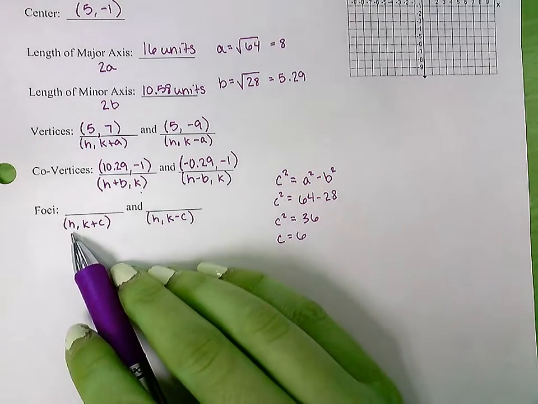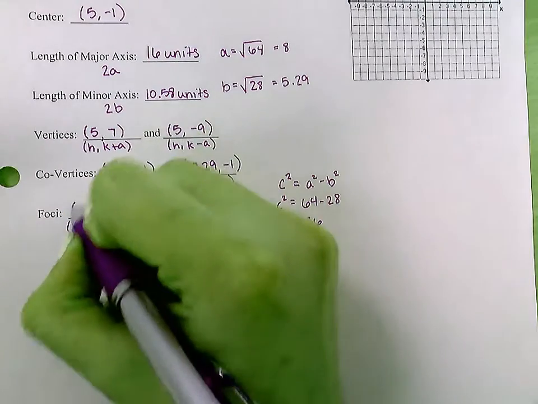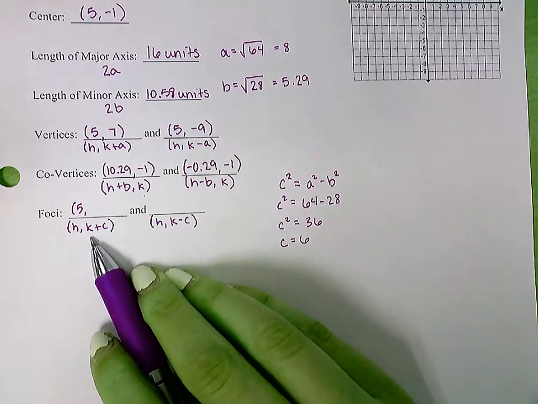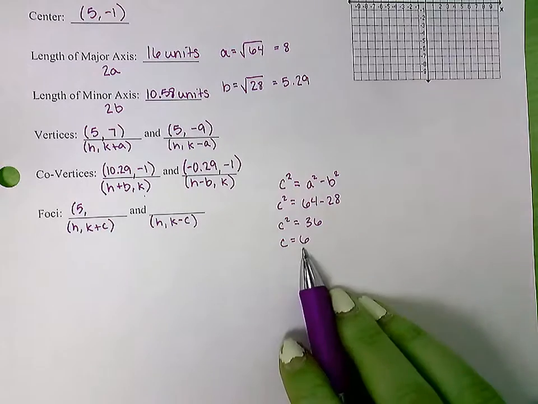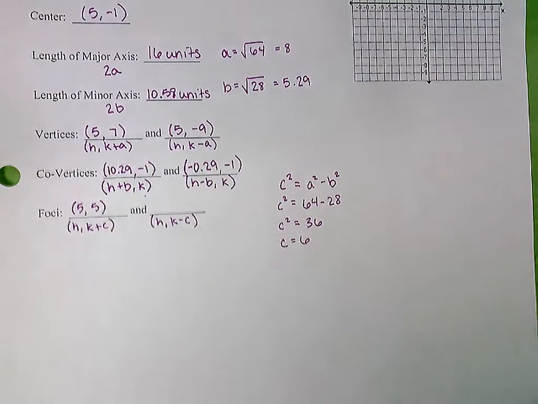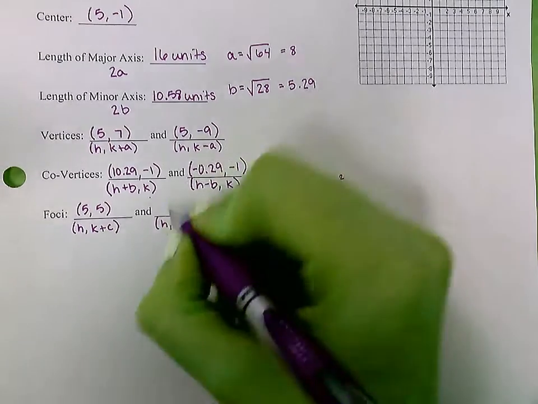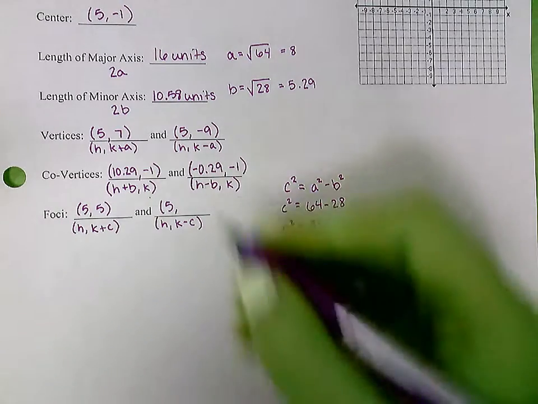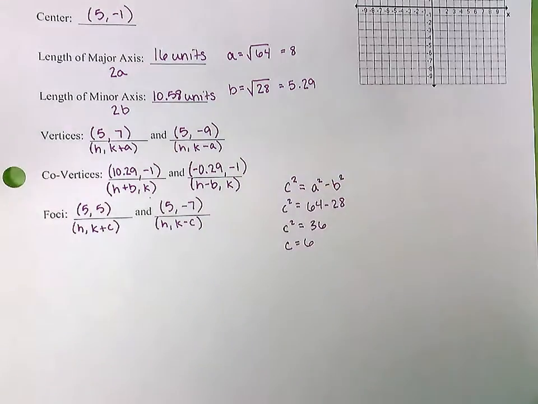So h will stay the same. h is still going to be 5. My k value is -1. We'll add on 6 to get 5. My second foci point, again starting with 5 since h stays the same, and then it is -7.